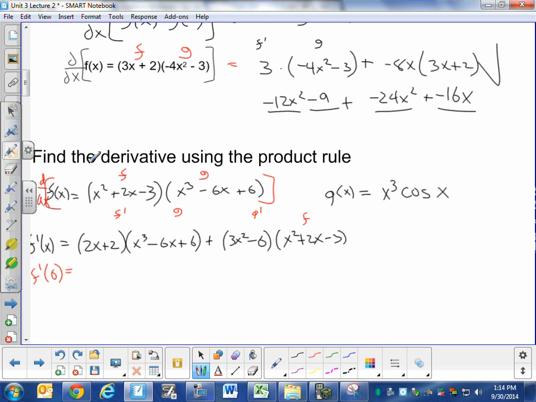So this brings us to a common question asked, like, is this it? Are we done? Well, yeah, we are. That's a derivative. I can plug in x's, like f prime of 0 would give me 2 times 6 plus negative 6 times negative 3, right? That's a slope, 12 plus 18. 30.